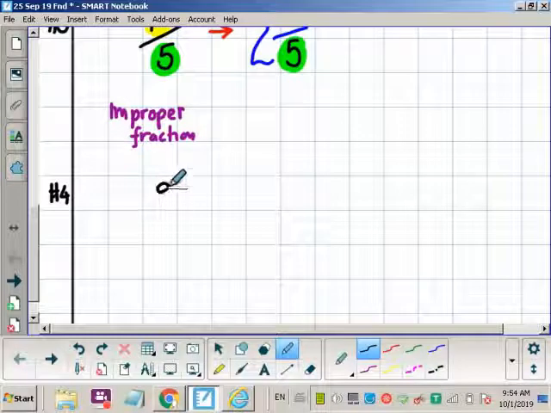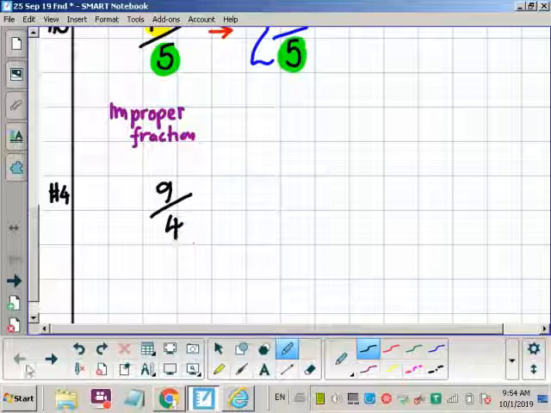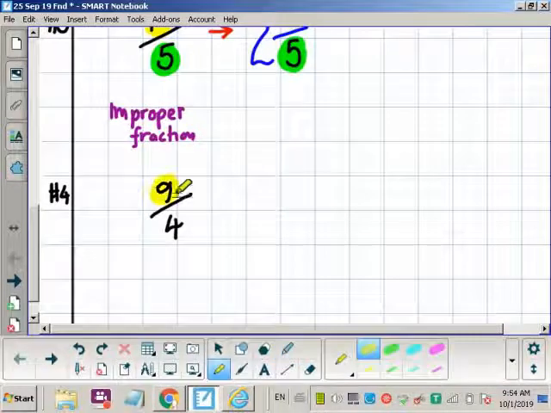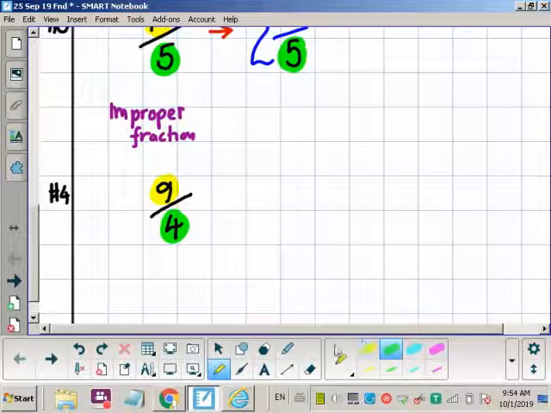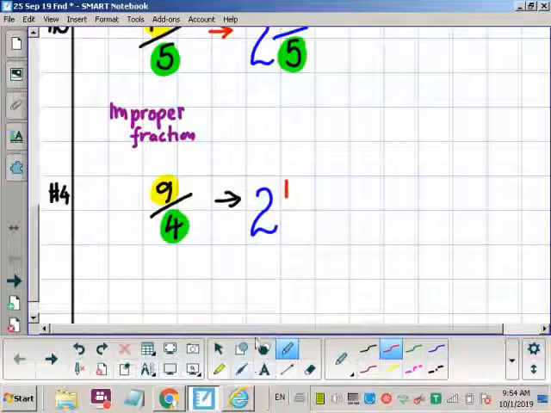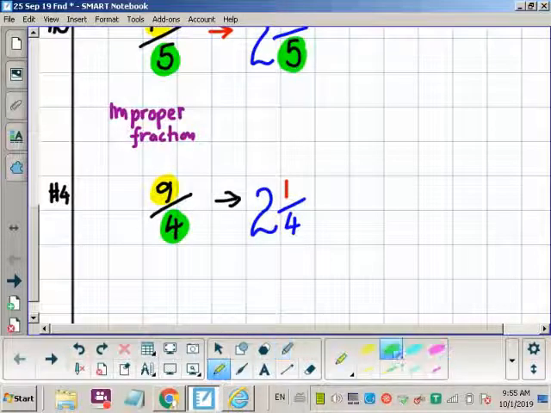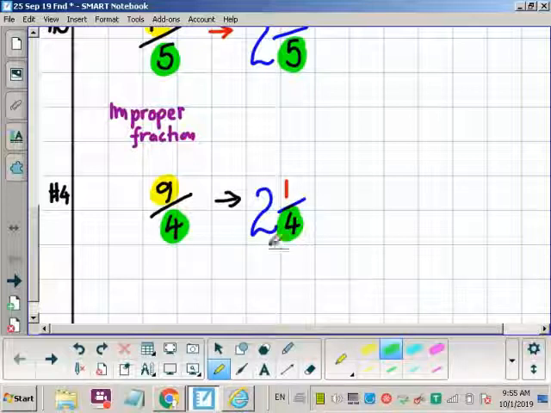Here you go. 9 over 4. It's improper because the numerator is bigger than the denominator. So, watch what I do. 4 goes into 9 twice, but with 1 left over. The denominator, so it's very much like the last one, is going to be 4. The denominator, that's the bottom part of the fraction, doesn't change.